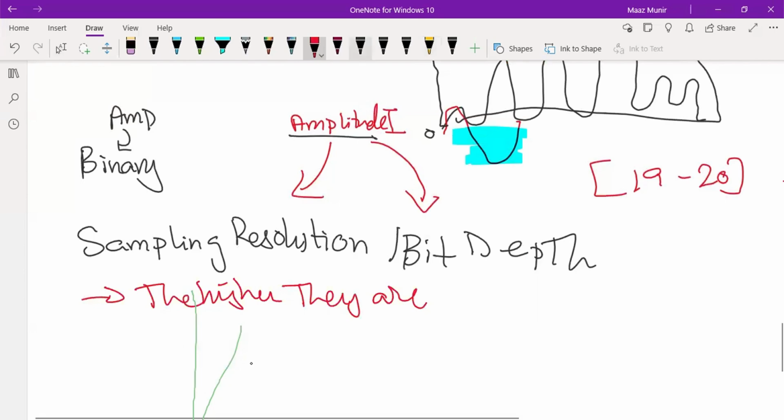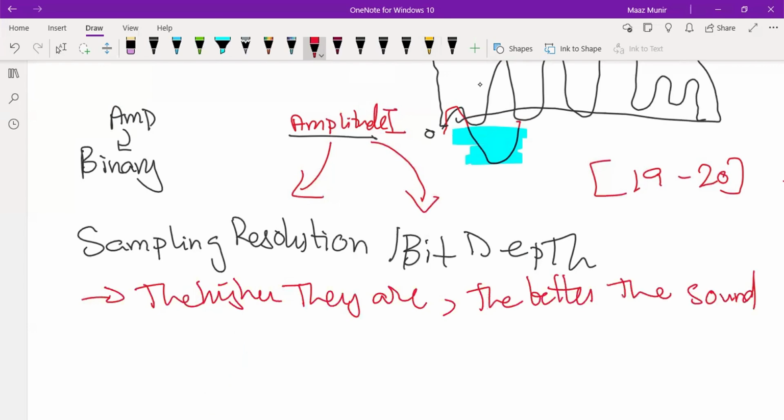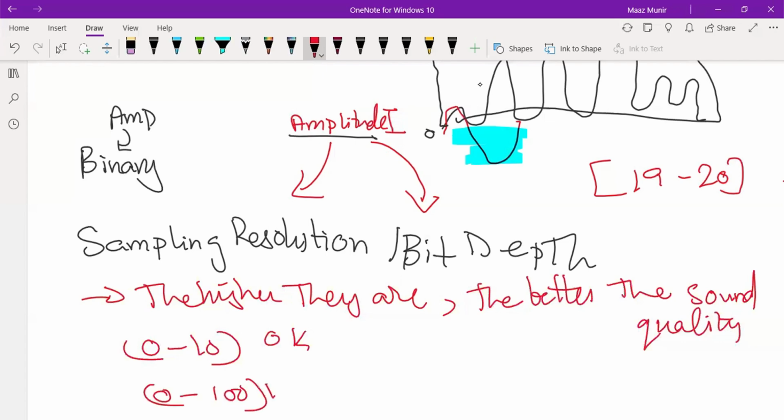And so the higher they are, this resolution, the better the sound quality would be. No worries, no worries. The better the sound quality. And so if let's say there is a scenario where using a bit depth from 0 to 10, the quality might be okay. But if we are using 0 to 100, it would be best. Because from 0 to 100, we could have much larger waves like this, whereas in 0 to 10, our waves are only going to be like this. So that's the difference between why we have such different qualities.